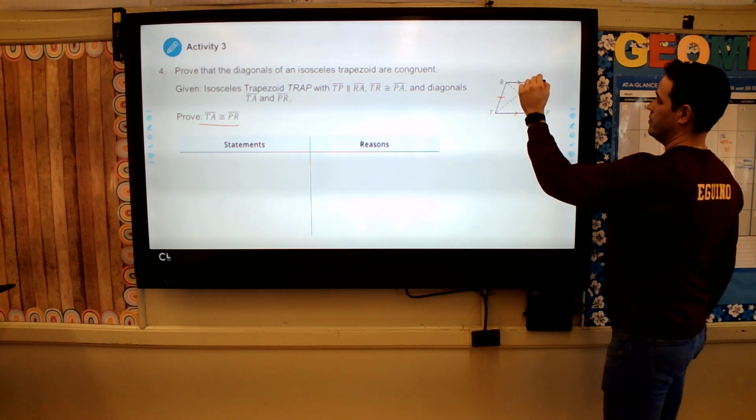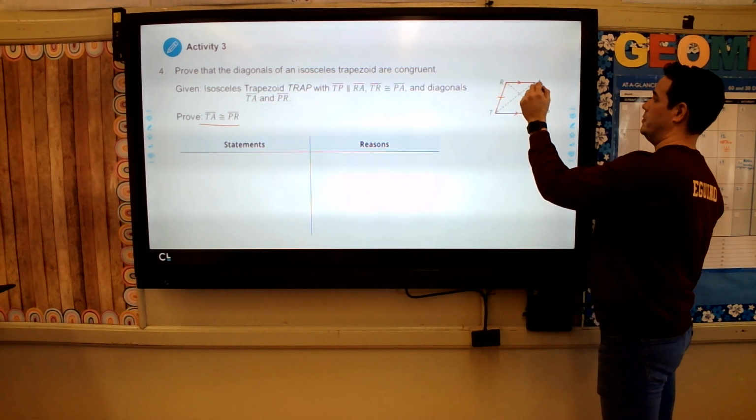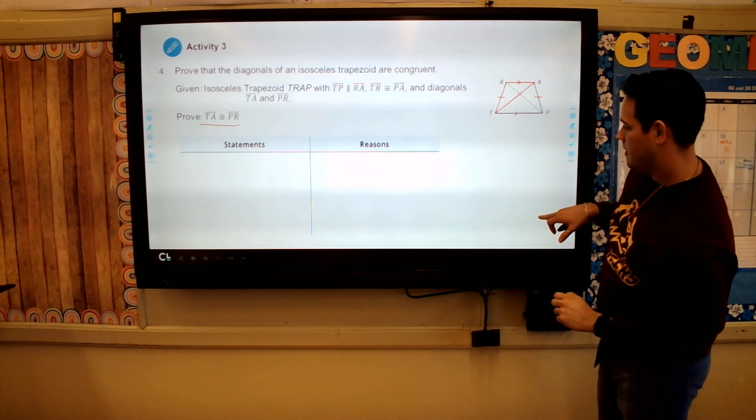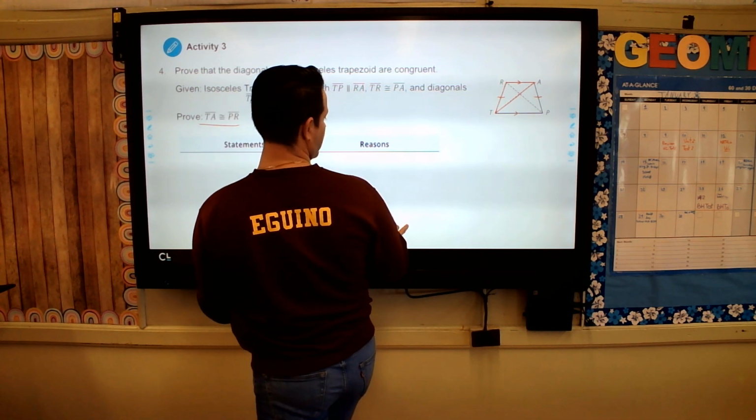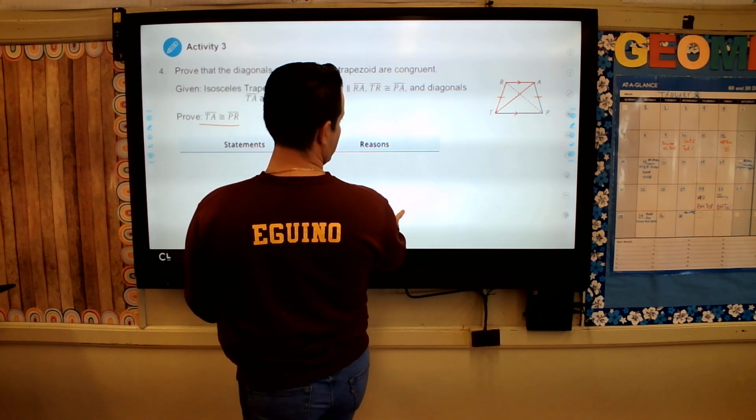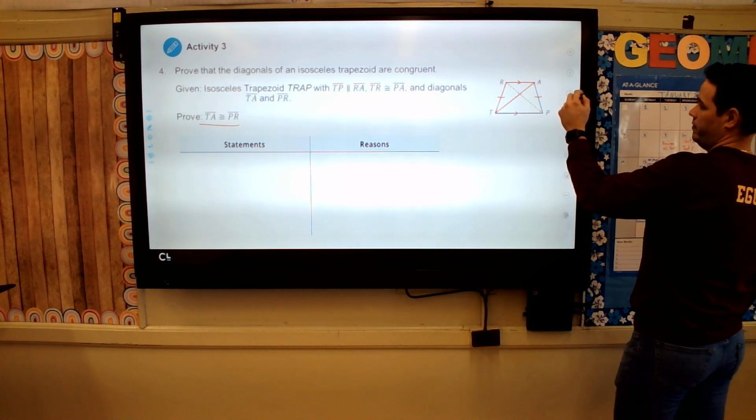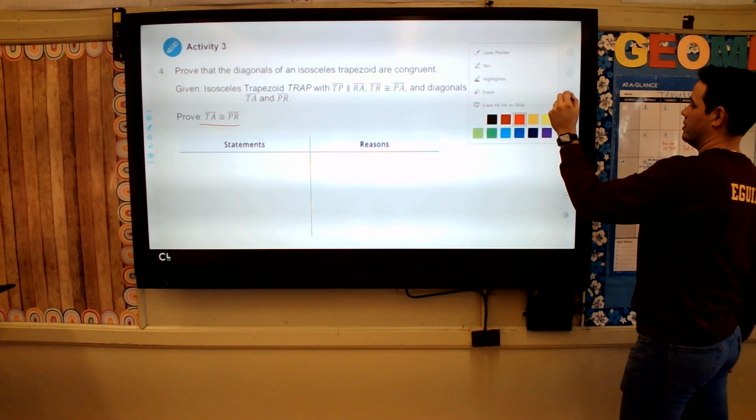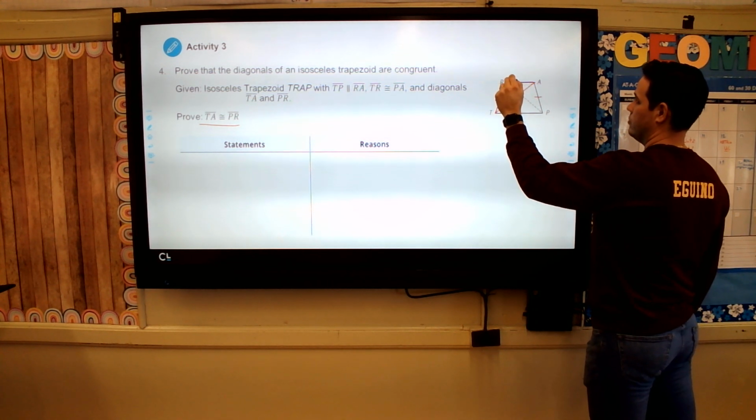Because one of their sides is a diagonal. The diagonals of the trapezoid show up as sides of the triangles that you're talking about. So that's the reason why we choose, let's say, these two triangles over here.